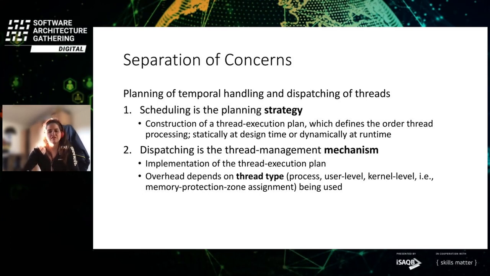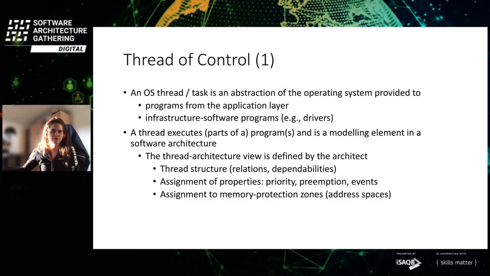And dispatching itself, so actually saying that this thread is currently executed, is something that is then implemented by the operating system according to the strategy and the thread architecture that I predefined as an architect. The overhead of this task management setup depends actually on the type of the task or the thread. So is it a process with a separate address space? Is it something that is separated from the operating system, the kernel? Or is it something only the kernel sees, no address spaces at all? And also the management costs that are associated with this.